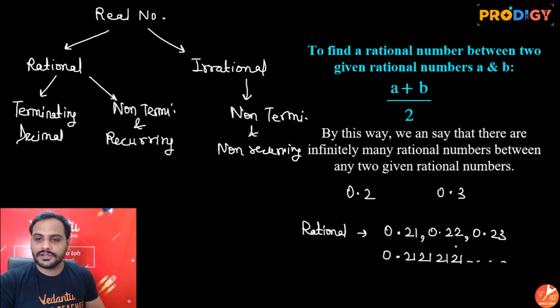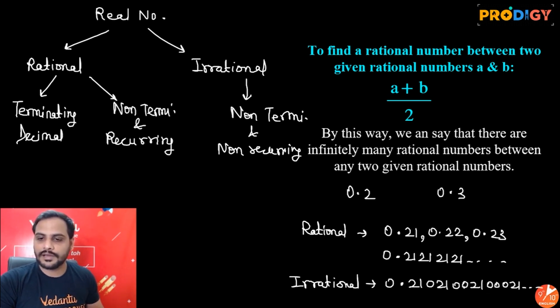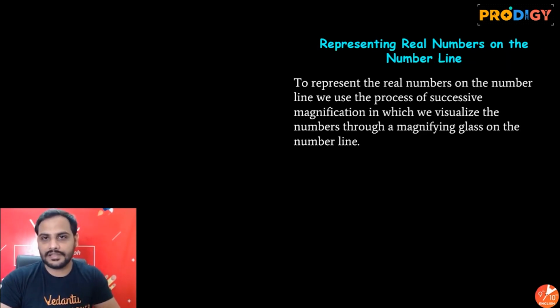You can also write 0.21212121 and so on. This is also less than 0.3 only. Yes or no? And if I ask you to write an irrational number, you can do this thing: 0.21, 0.2101, 0.210010001, 0.21000100001 and so on. Again you can see there is no repetition over here. So if we know decimal numbers, writing a rational or irrational number between two given rational numbers becomes very easy.